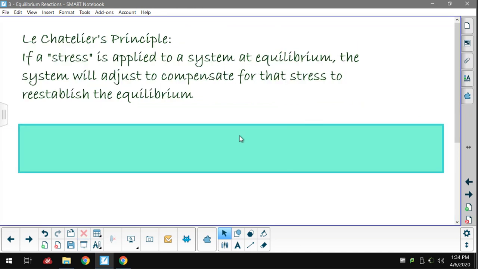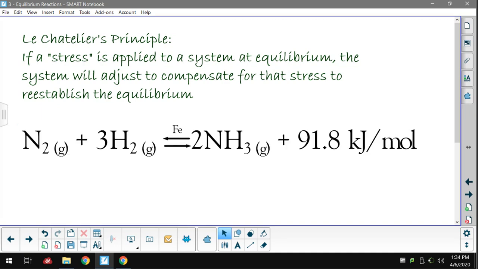So Le Chatelier's principle has to do with stresses applied to a system. And stresses are things that force a reaction in one direction or the other. So again, we'll take our famous equation here, the Haber process. If we want to make more NH3, if we want to favor the reaction to go in the forward direction, what we need to do is either add reactant, add stuff to this side, or we need to take away stuff from this side. Those are the two options.